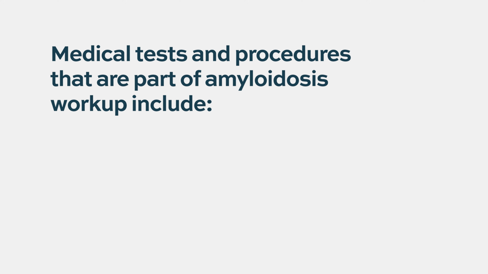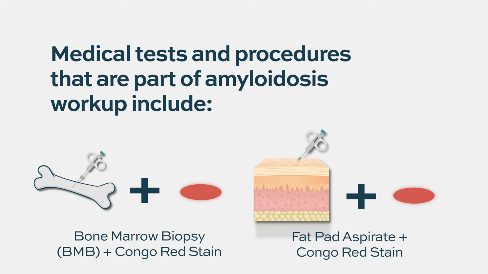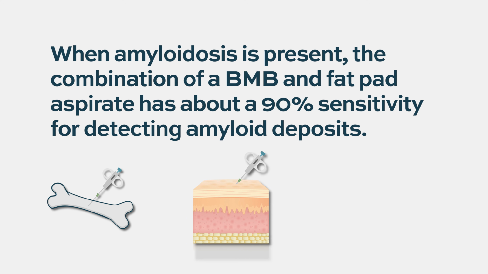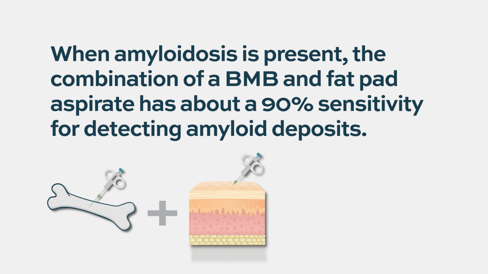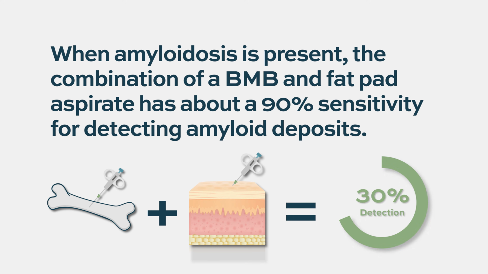A lot of times it's not necessary to do that specific test because there's already tissue available, for instance, a bone marrow biopsy. If a patient has a bone marrow biopsy already in the pathology department, it's possible to do that same Congo red staining on the bone marrow biopsy. When amyloidosis is present, doing that testing on the combination of a bone marrow biopsy and a fat pad aspirate has about a 90% sensitivity for picking up amyloid. So that's pretty good testing.